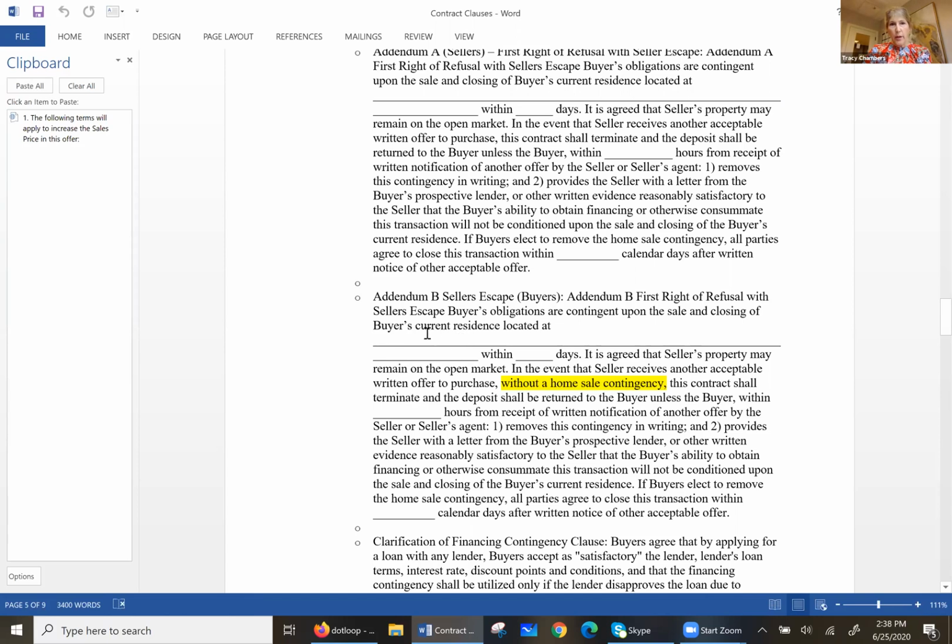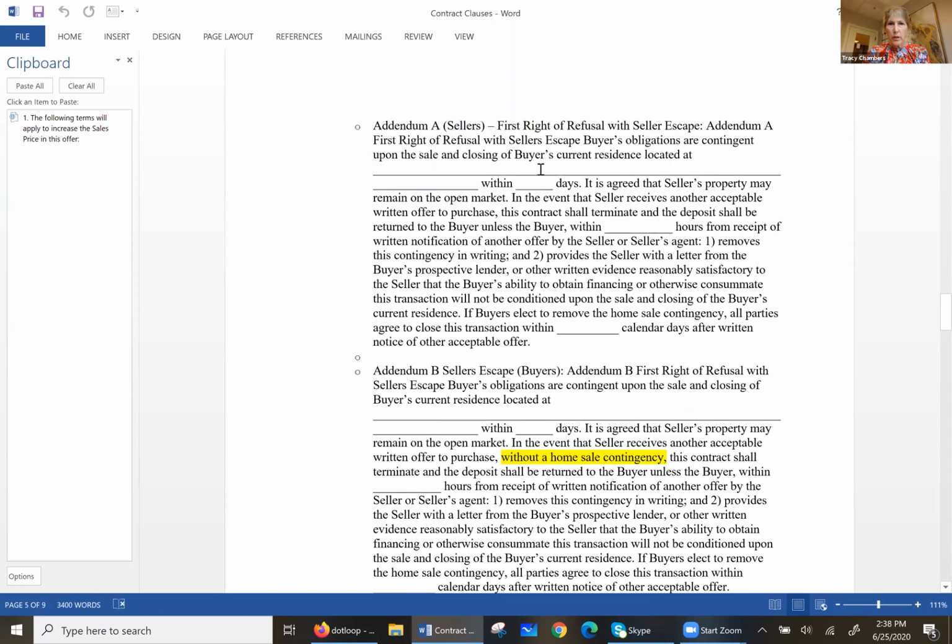It says buyer's current residence located at 123 Fair Avenue within, this is missing something. This is really weird. Buyer's obligations are contingent upon sale and closing, I missed that line, of buyer's current residence at blah, blah, blah, within probably 60 days. It could be 45, but it's going to be hard to get it in contract and on the market and closed in 30 days. So I would probably go 45 to 60 days. It's agreed that the seller's property may remain on the open market. So we're still going to be on MLS.